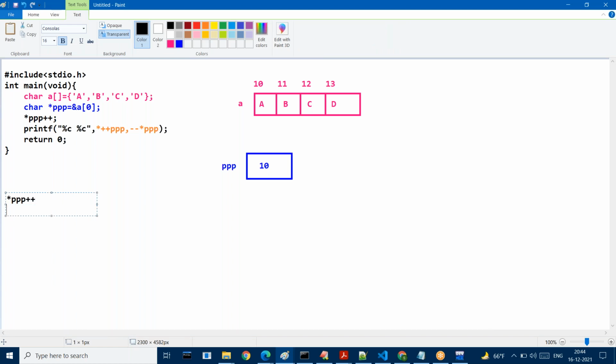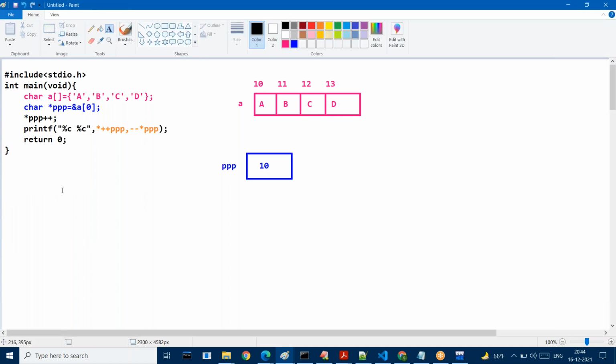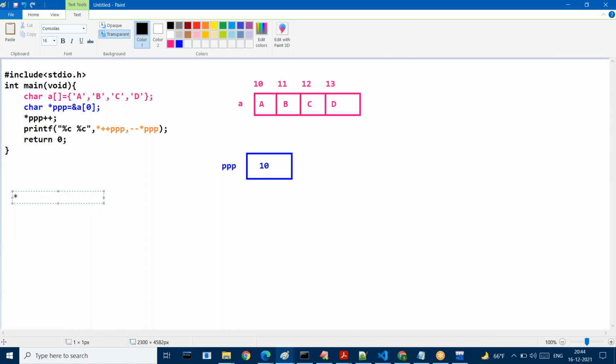Now in this line, what is going to happen? Two operators are visible. What are the two operators? One is star and another is post increment. Post increment has high precedence compared to the dereference star or the pointer operator.